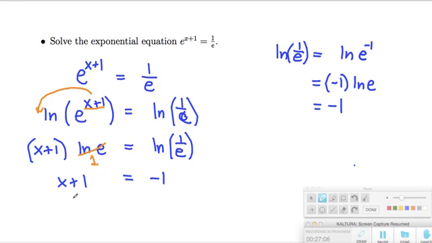Finally, we can solve this equation. We need to get x by itself. We need to get rid of the positive 1, so we subtract 1 on both sides of the equation. Well, what are we left with? x equals negative 2.